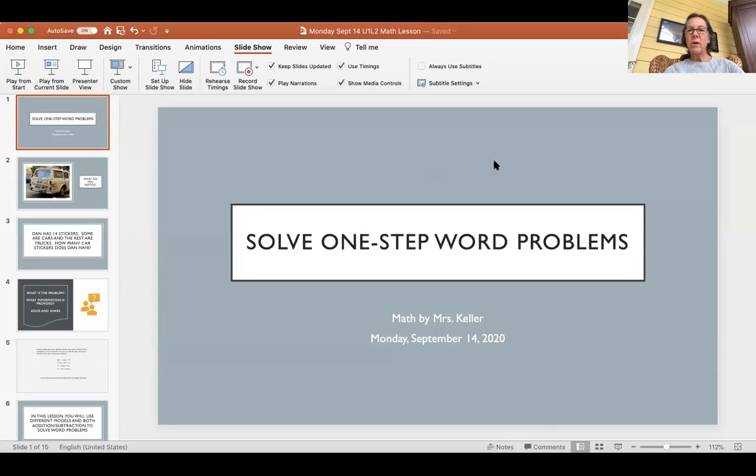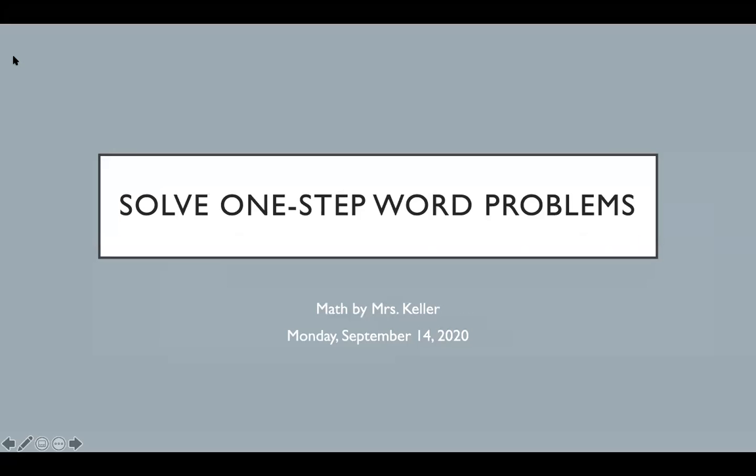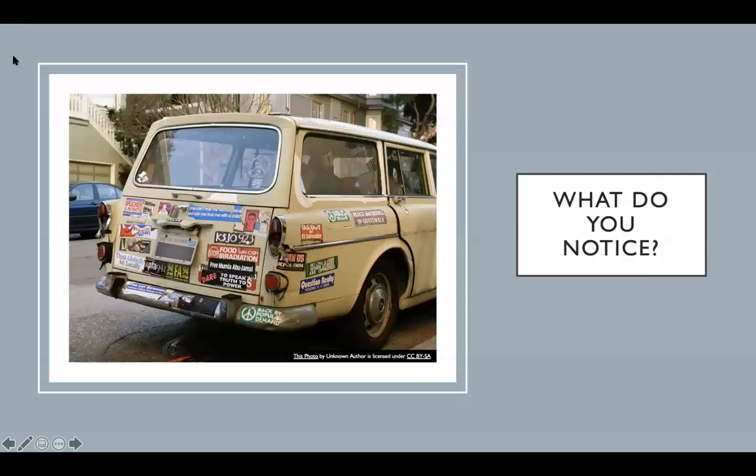We are going to be talking about one-step word problems and thinking about our strategies from last week using our game plan. But before we do, let's review. We worked on open number lines and number bonds and fact families and counting on and counting back. We're going to use those strategies to help us solve these word problems.